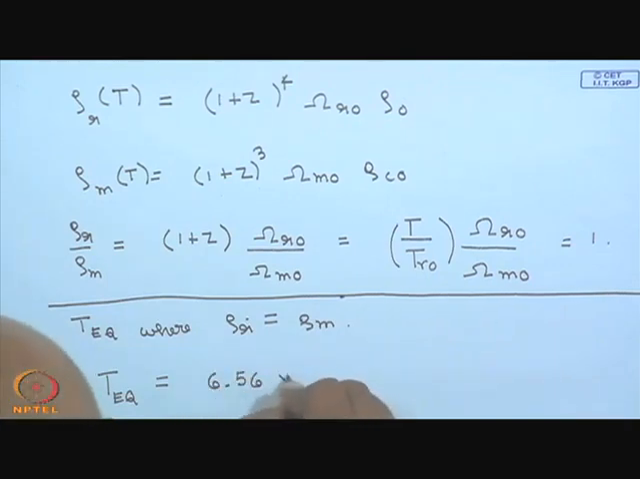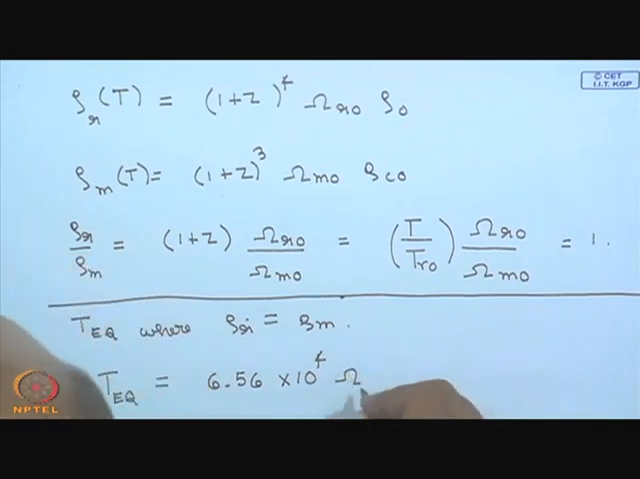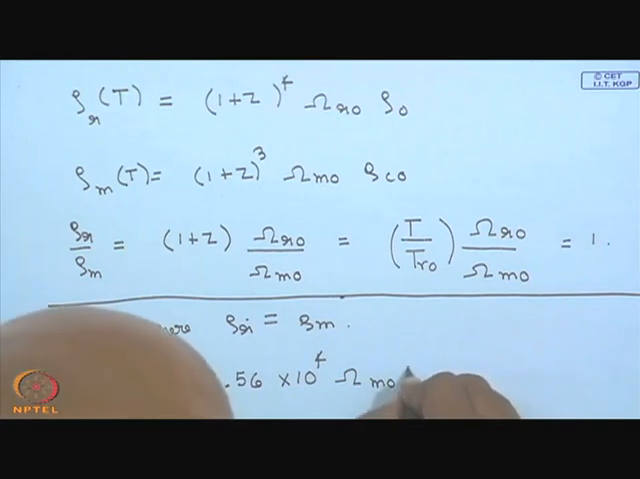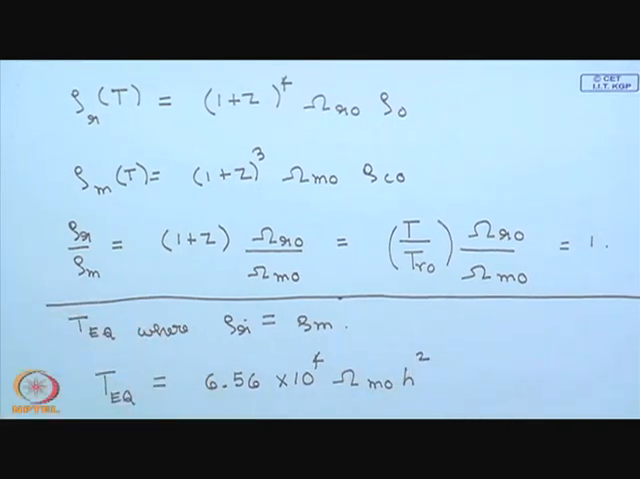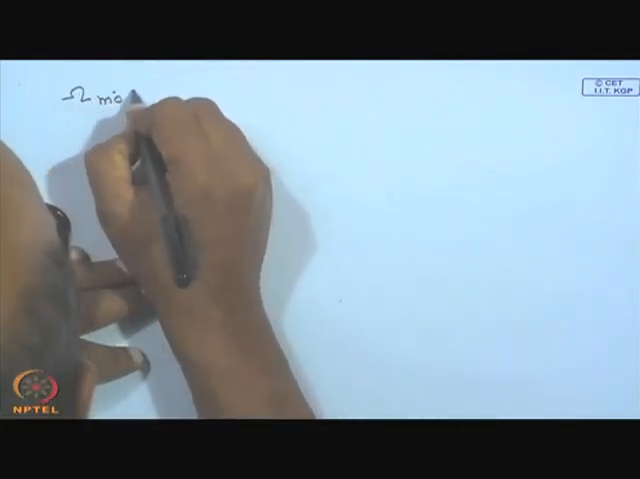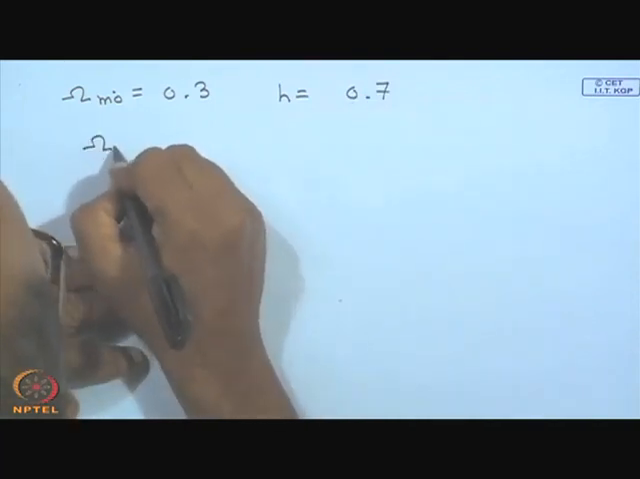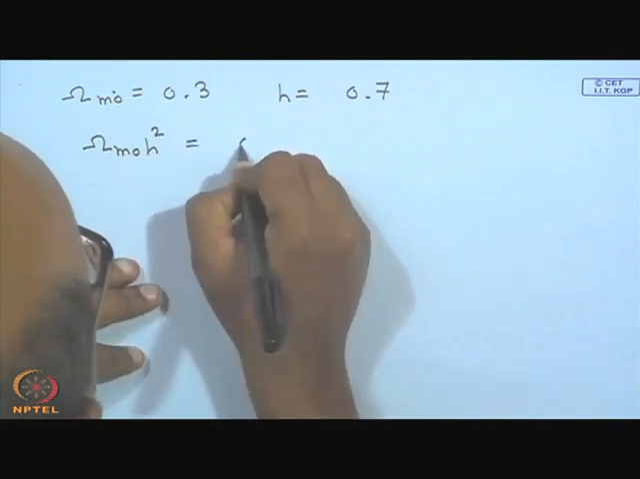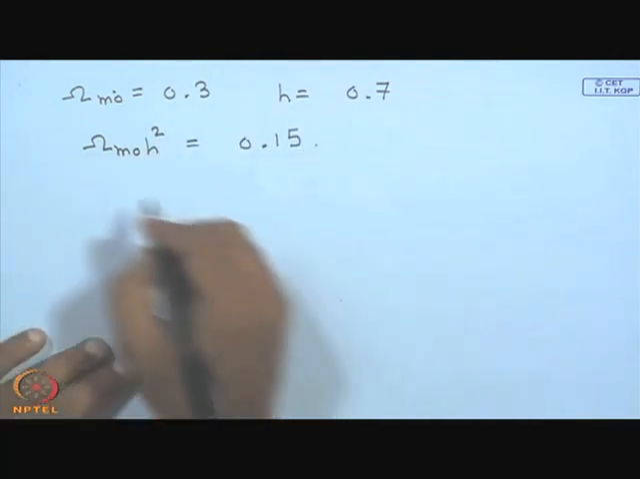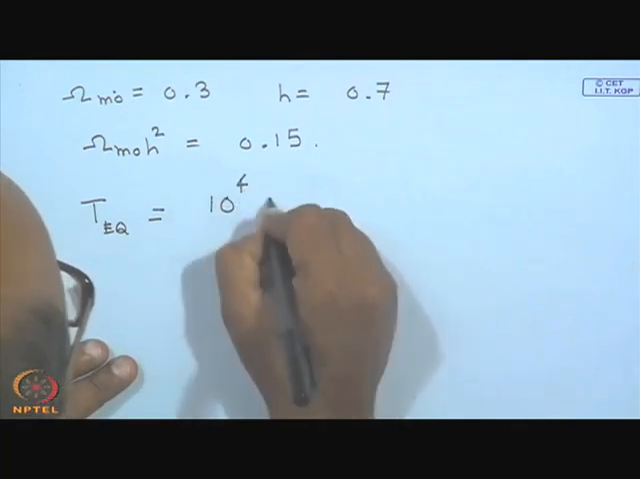So, putting in these numbers, we find that the temperature at which matter radiation equality occurs has a value 6.56 into 10 to the power 4 omega matter naught, the present value of the matter density, into h square. And we have seen that present observations seem to indicate that omega matter naught has a value 0.3, h has a value 0.7, which is more or less indicative of omega matter naught h square having a value 0.15. For these values, the equality occurred at 10 to the power 4 Kelvin, which is what I had mentioned earlier.